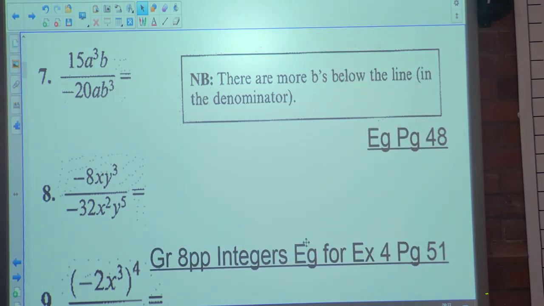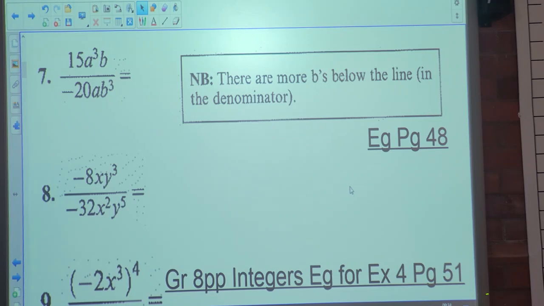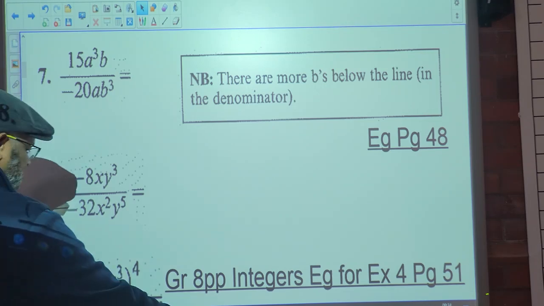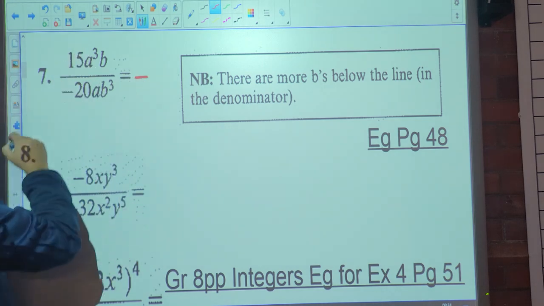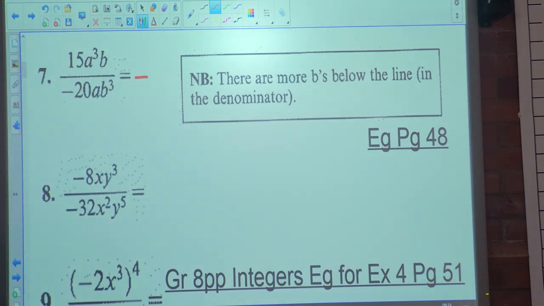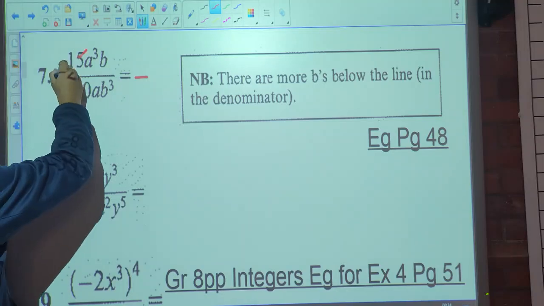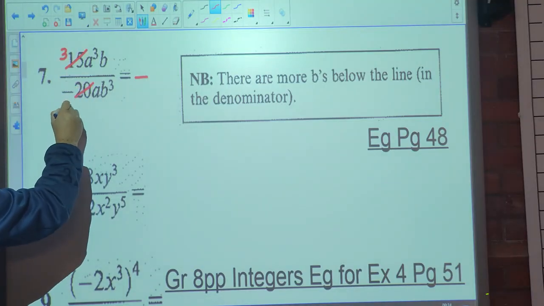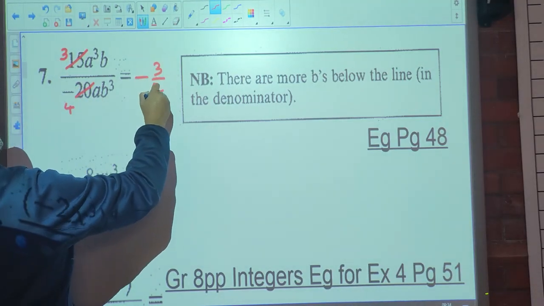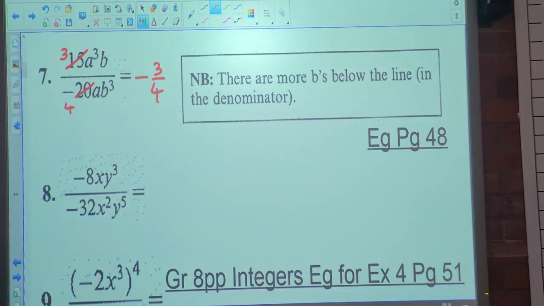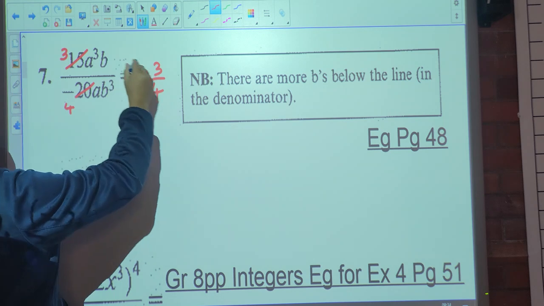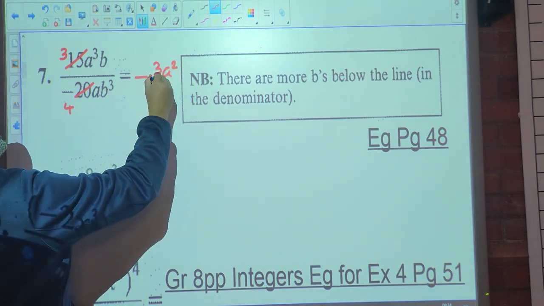Look at the next one. So what's positive divided by negative? Negative. Which number goes into 15 and into 20 without the remainder? 5. 5 into 15 3 times, 5 into 20? 4 times. So it's 3 over 4. Where are there more A's? Top. No? So there are 3 on top and 1 at the bottom. So 3 minus 1 is 2. So it's A squared.